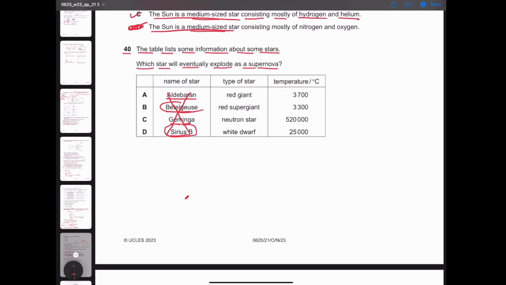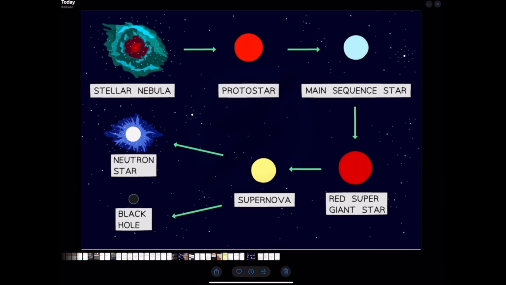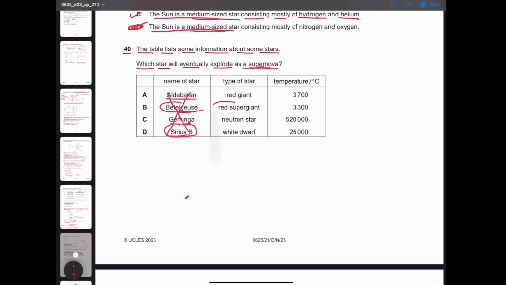What we know is that what is the stage before supernova? If I show you the photo here, look at the stage before supernova. It is red supergiant star, right? Now there is only one red supergiant, so the answer is B.